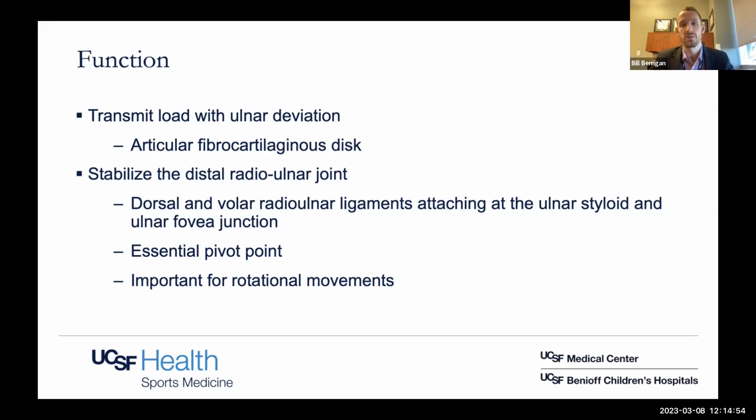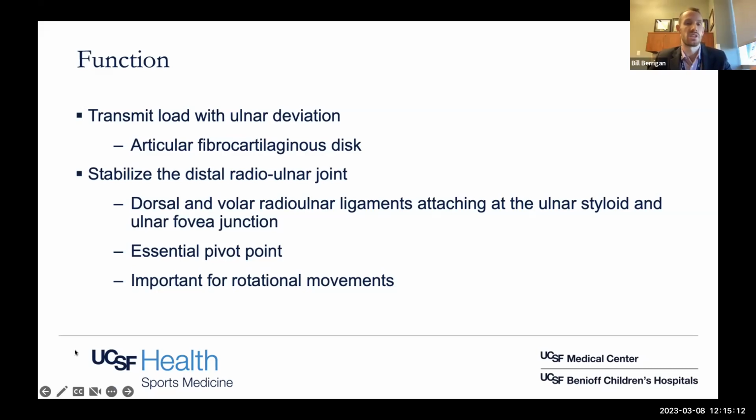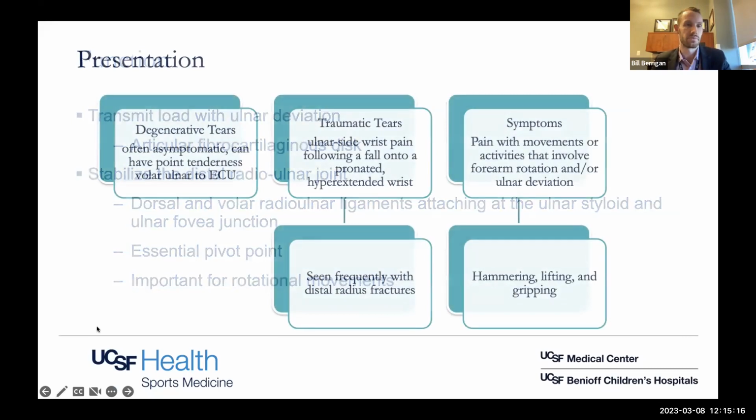They tighten and loosen based on pronation and supination as well. When you pronate, you create more of this positive ulnar variance, which will put more stress on the ulnar side in that TFCC. And when you supinate, it actually does more of the opposite, a negative variance. It also functions as an essential pivot point, and it's very important for our rotational movements.